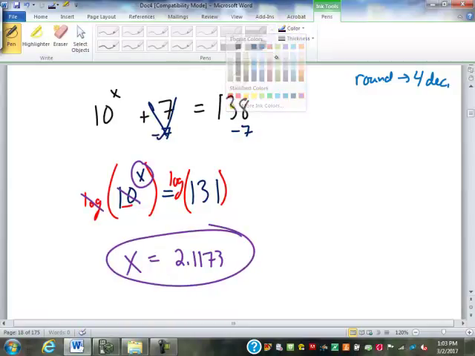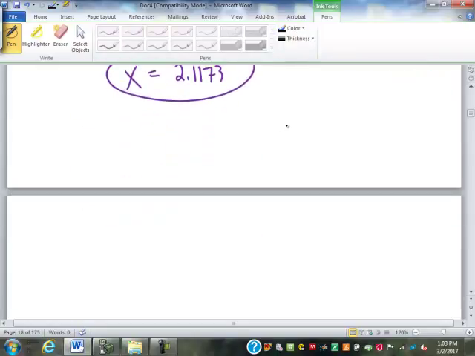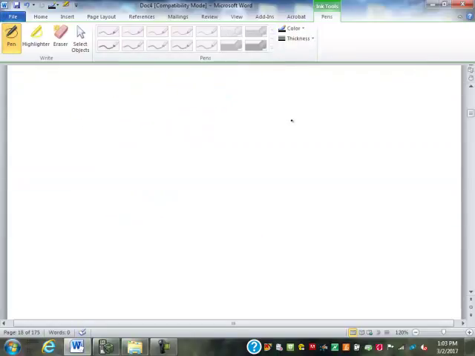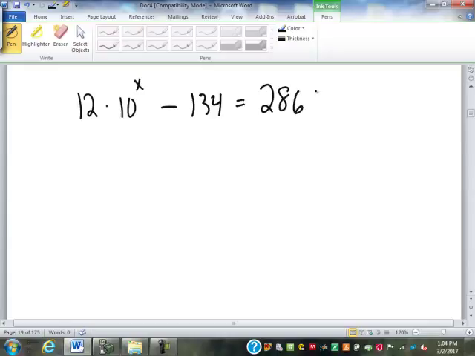Any questions on that? It can get a little bit more complicated. We can have 12 times 10 to the x minus 134 equals 2,863.